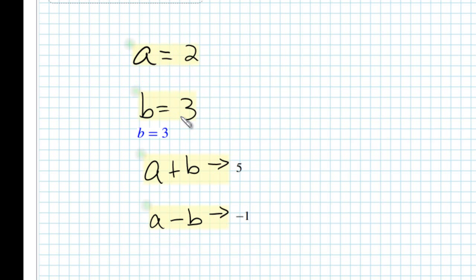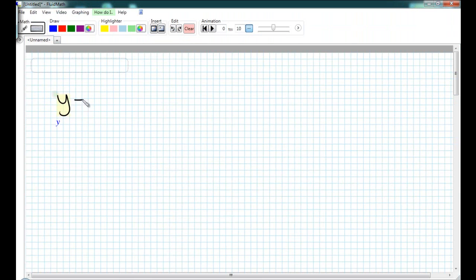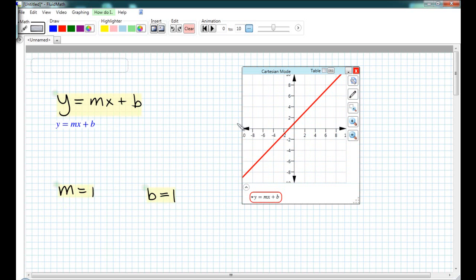One of the things teachers like most about Fluid Math is that you can move very fluidly between the three representations: the algebraic representation, the graphical representation, and the numeric or tabular representation. Y equals mx plus b is the equation of a straight line in slope-intercept form. With the graphing gesture, a simple swoop from the equation creates a graph in Fluid Math.